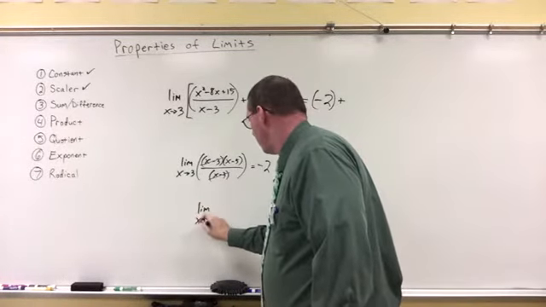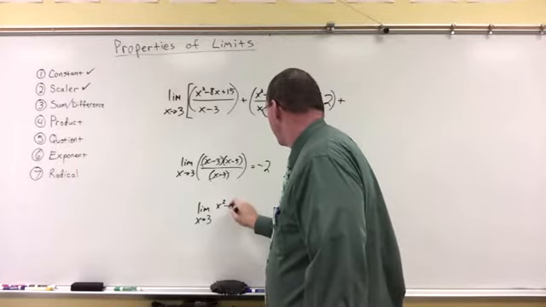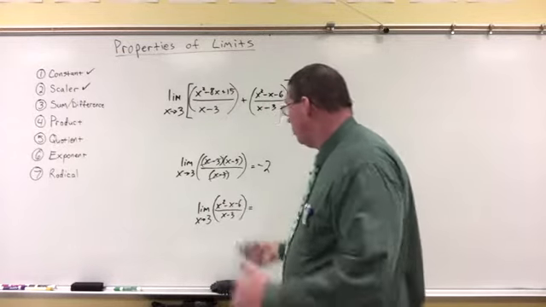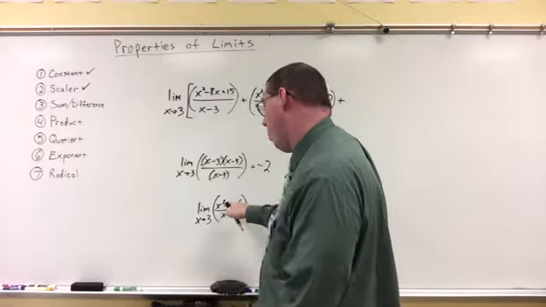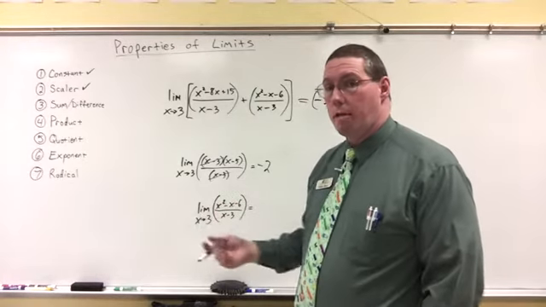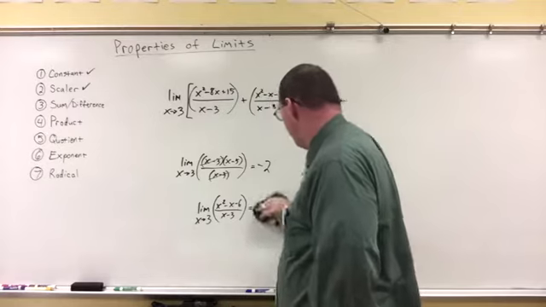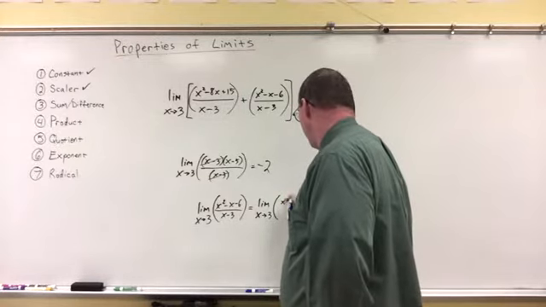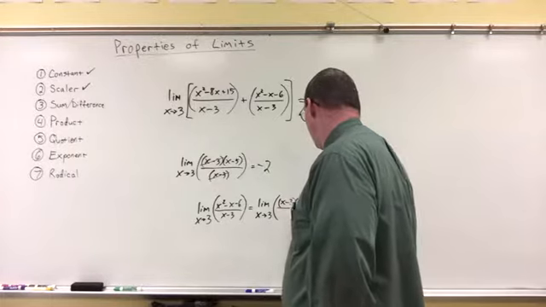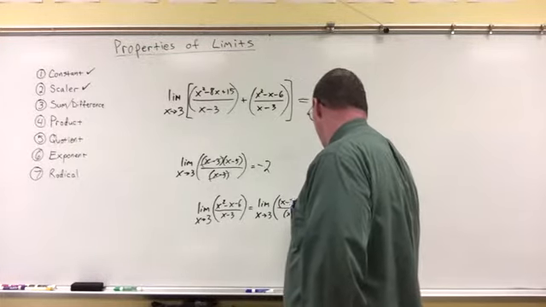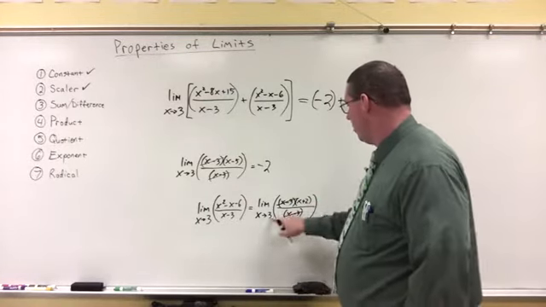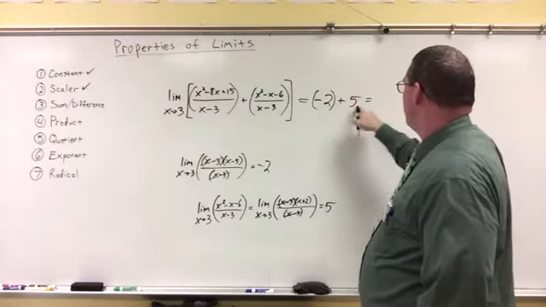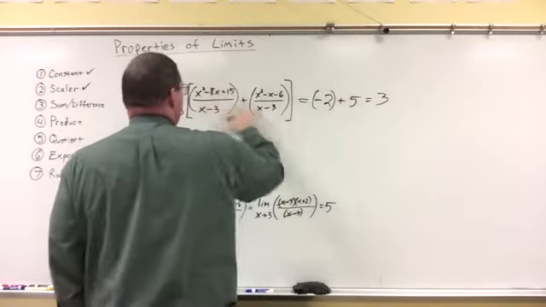We'll go the limit as x approaches 3 of x squared minus x minus 6 all over x minus 3. Now we're going to factor the numerator. Two numbers that multiply to negative 6 but add up to negative 1 in front of that x are negative 3 and positive 2. So we have the limit as x approaches 3 of x minus 3 times x plus 2 over x minus 3. That cancels the x minus 3s, leaving us with x plus 2, and 3 plus 2 is 5. So now it's negative 2 plus 5, which is 3. So the limit as x approaches 3 of this thing is equal to 3.